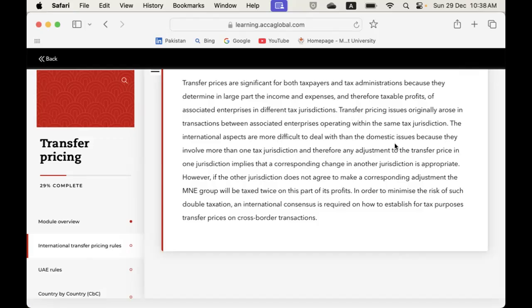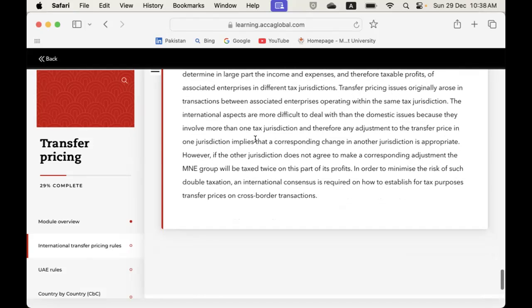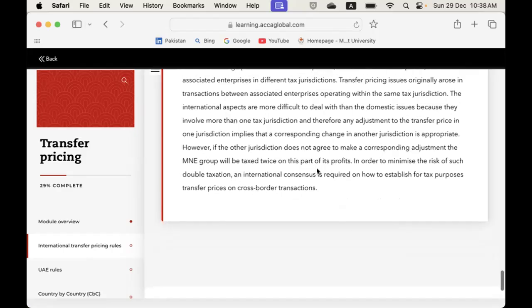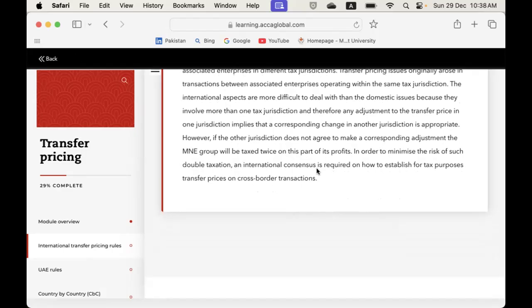Transfer pricing issues originally arose in transactions between associated enterprises. This we discussed. If the other jurisdiction does not agree to make a corresponding adjustment, the MNE group will be taxed twice on that part. So that's the concern. As I mentioned, it can happen at the revenue authority level as well, and sometimes the UAE entity may find that, I mean, I'm not talking per se about the UAE, but take any country's example.